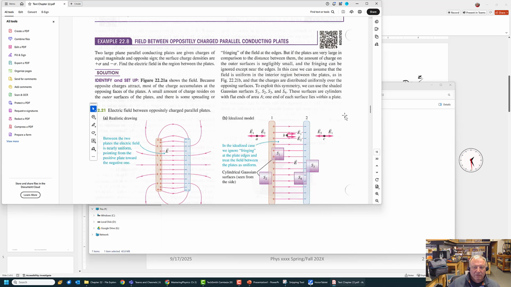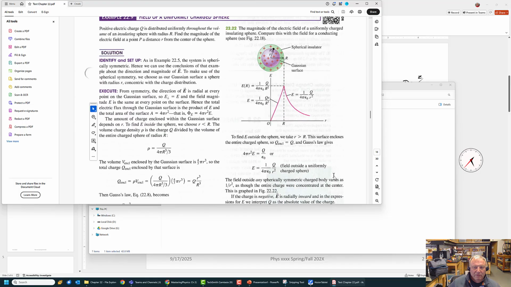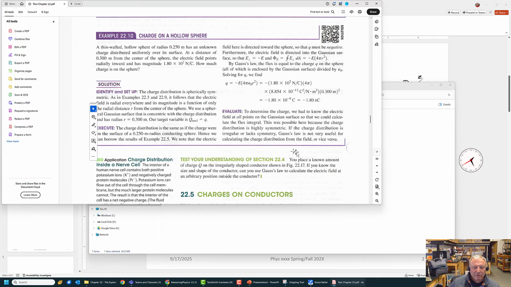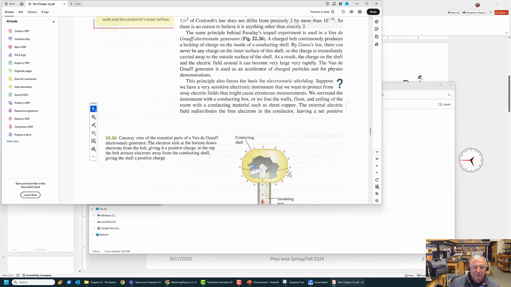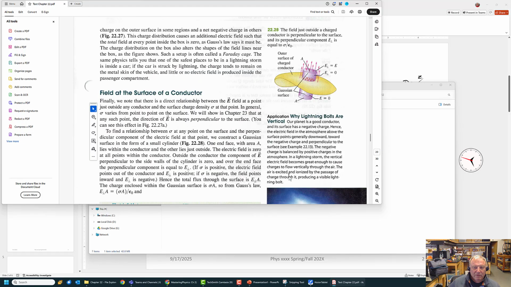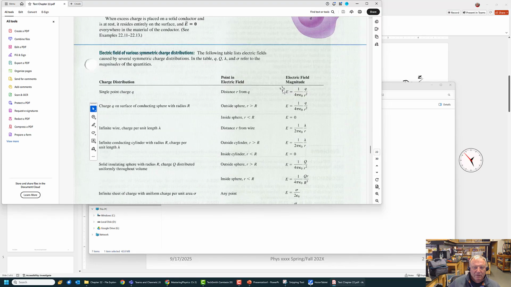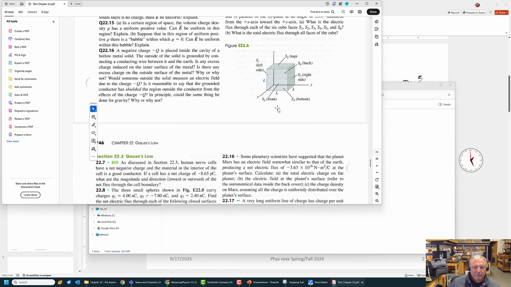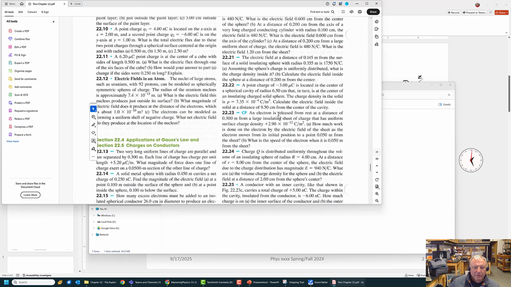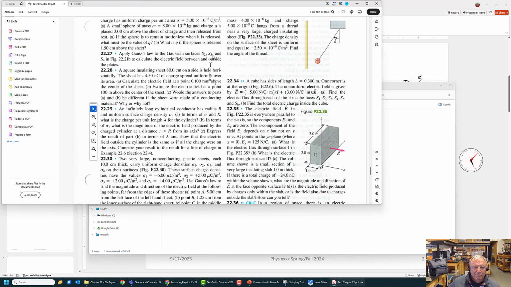I should do this one. Oh, capacitors, huh? Okay. Charge, yep. We went over this. Ice pail. Okay. Let's find a problem. Applications. Ooh, an infinite line with a radius.